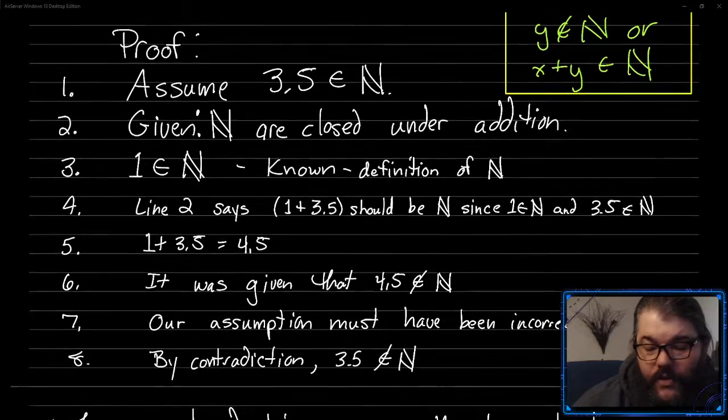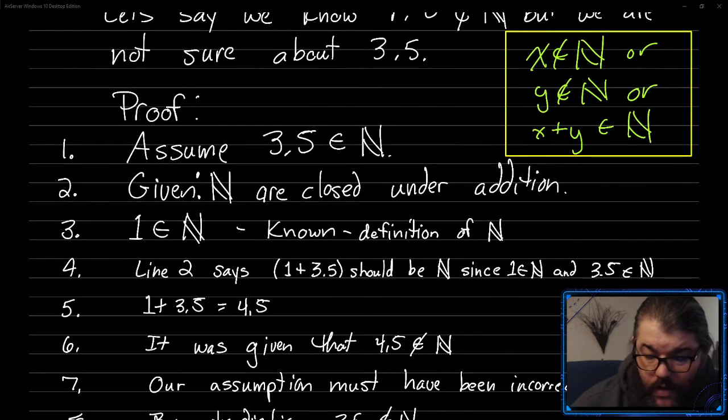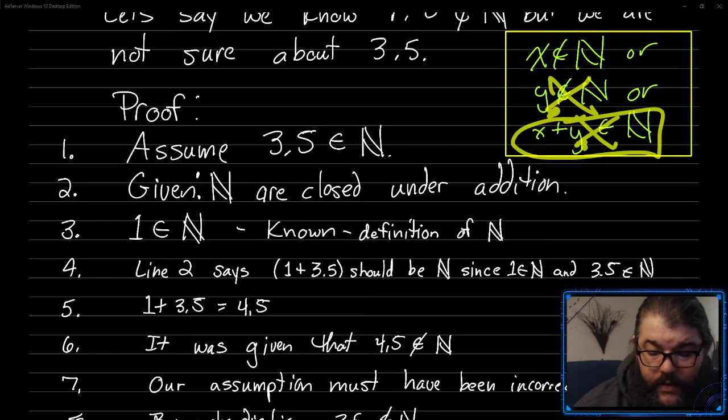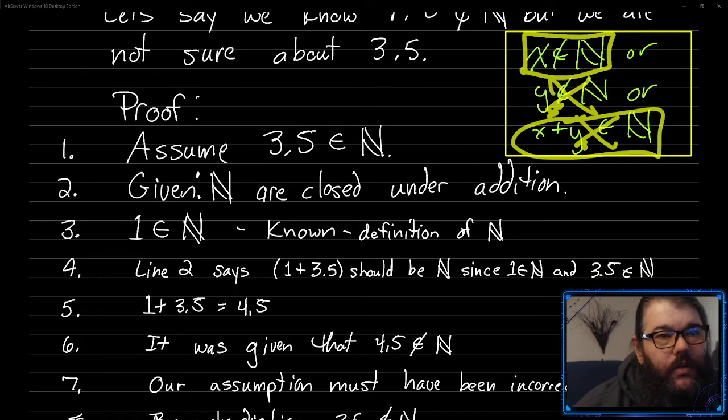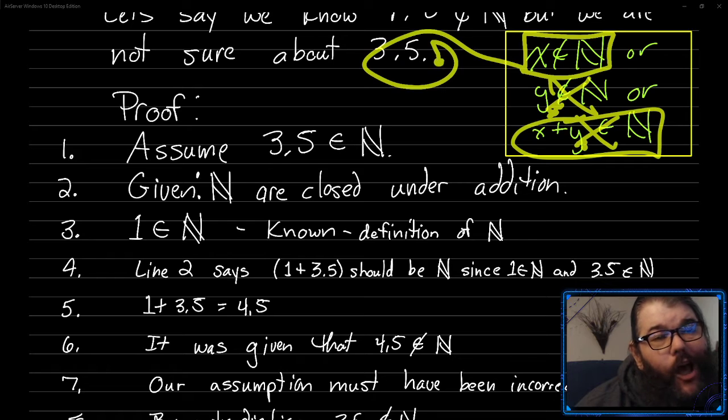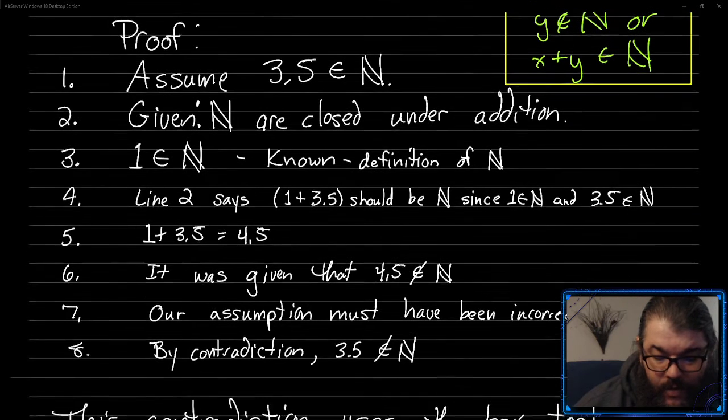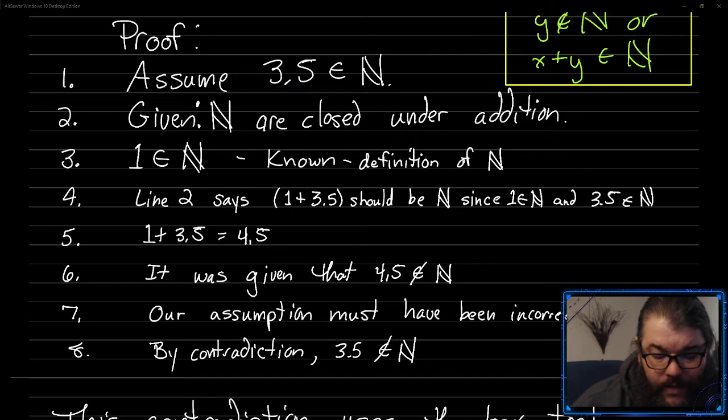And if you look at our little yellow box here, we forced this not to be true. 4.5 is not natural, which was a given. We forced this to be false as well, because 1 is a natural number, so this statement is false. And then that leaves us with only one conclusion, which is that 3.5 must not have been a natural number. So we assume something is true, and then we show exhaustively that it can't possibly be true. And so by contradiction, we get the opposite of our assumption. This is how all these proofs by contradiction work. They're really cool.